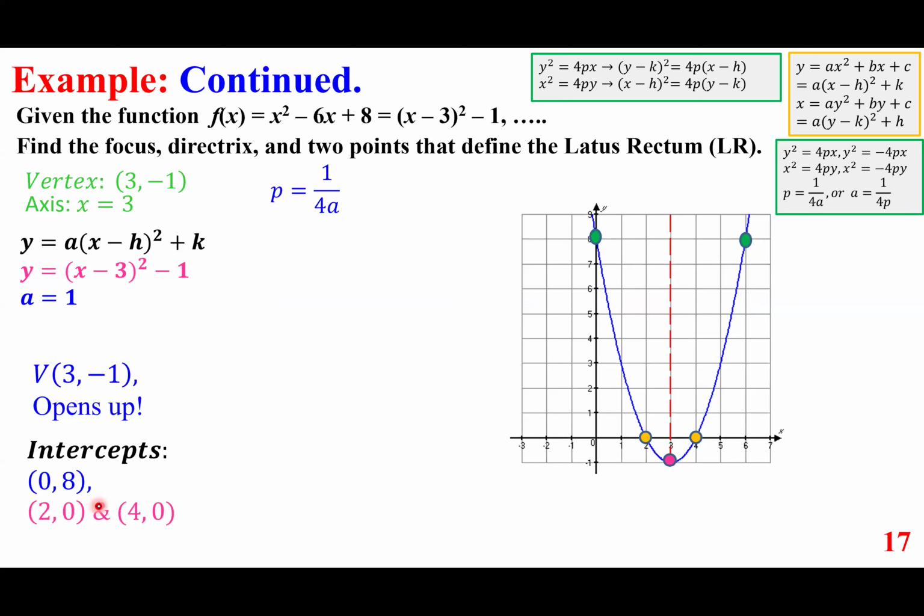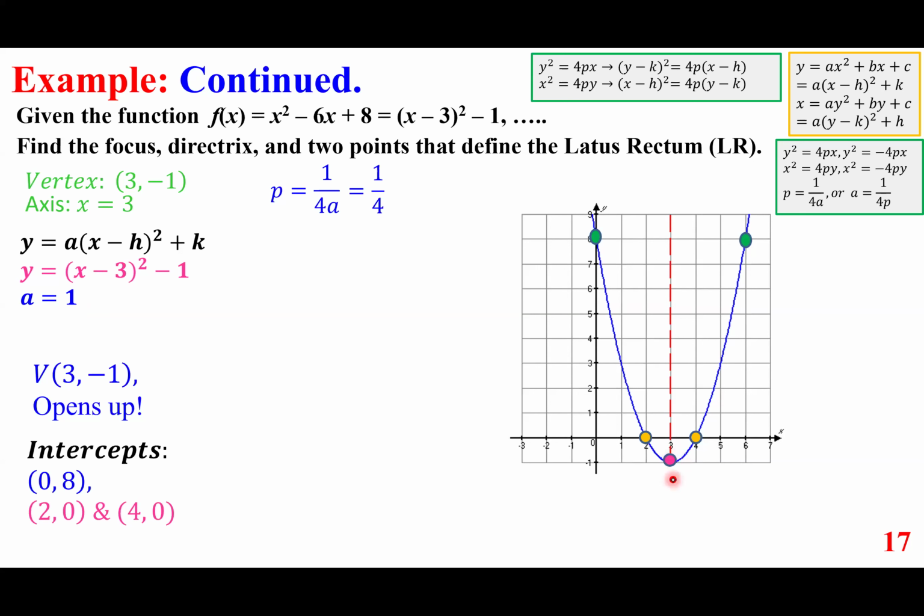P is 1 over 4a, and remember, a is 1. So 1 over 4 times 1. So the focal distance P is 1/4. It's important to understand that. This is the location of the vertex at (3, -1). The focus is inside, and the directrix is a horizontal line below that.